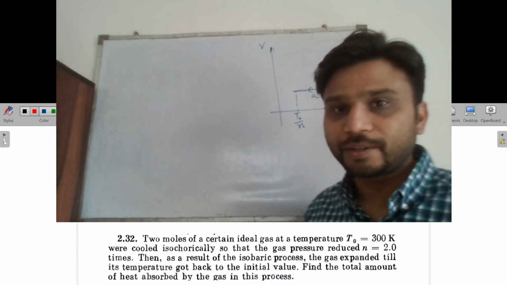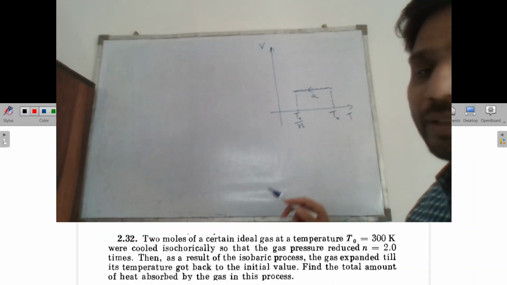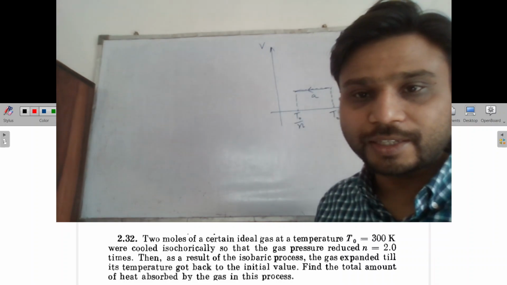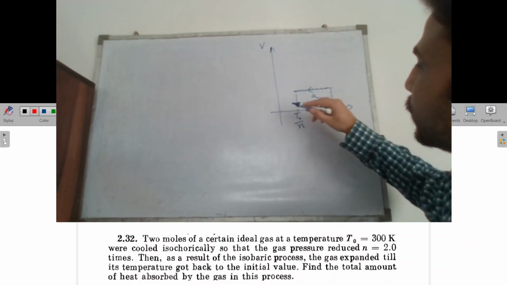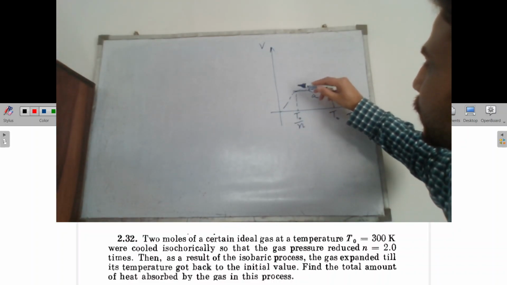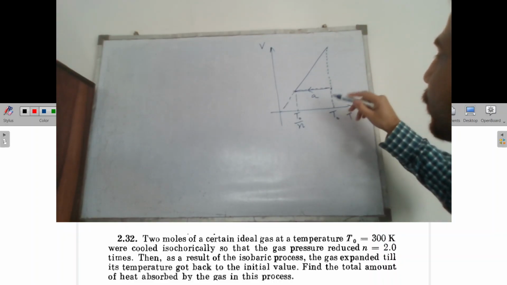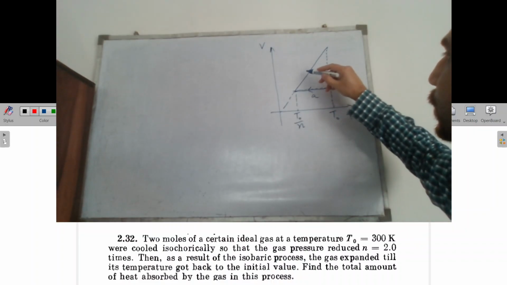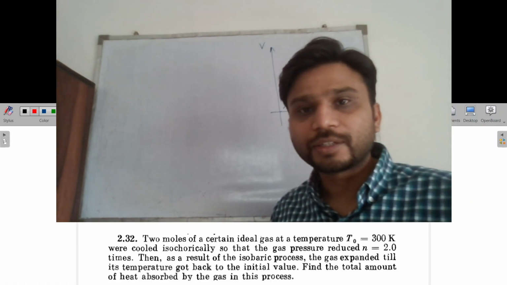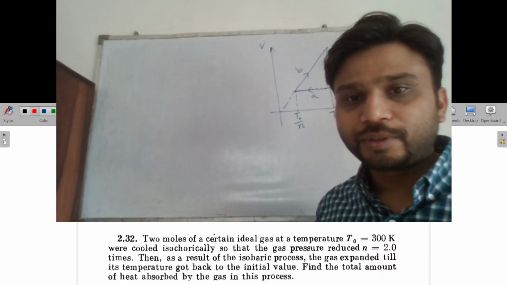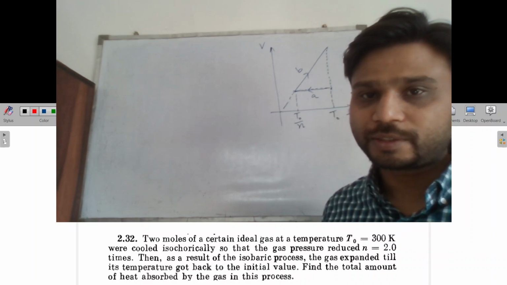So this is how the graph looks. This is, let's say, process A. In process A, the gas has gone from T naught to T naught by n. After that, it says the gas expanded till its temperature came back to its initial value. So in a further isobaric process, the gas expanded to such a temperature that it came back to its initial temperature. This is process B. The question asks us to find the total amount of heat absorbed by the gas in this process.